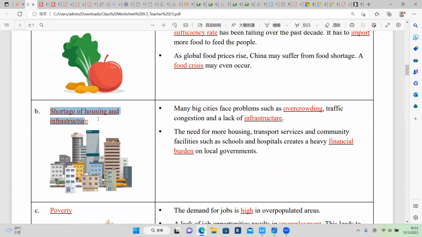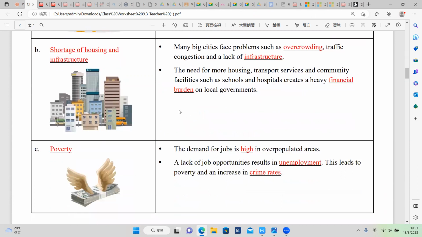Then there is the shortage of housing and infrastructure. Just like Hong Kong nowadays, many big cities face problems like overcrowding. A single person may have to wait several years, or 10 or 20 years, for public housing allocation. There is also a lot of traffic congestion and a lack of infrastructure.